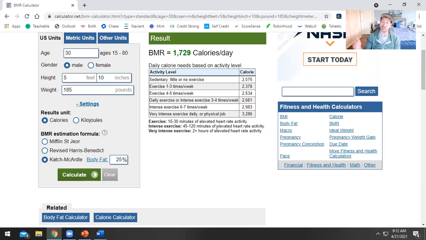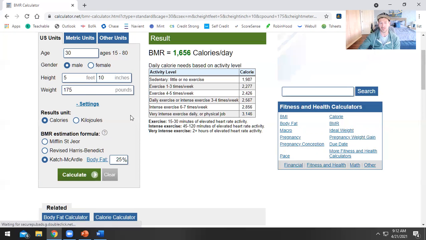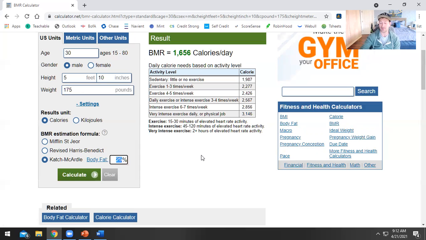But if this person lost 5 pounds of body weight, but that was probably 7 pounds of body fat, and they maybe gained 2 pounds of lean mass, that 2 pounds of lean mass is going to burn about 4 times as many calories as the 2 pounds of fat it is replacing, right? So their weight may not fluctuate very much. We go to 175 pounds here, and we said that person was 25%, right? There's that 1,656. But if they were 175 pounds and let's say 10% body fat, right?